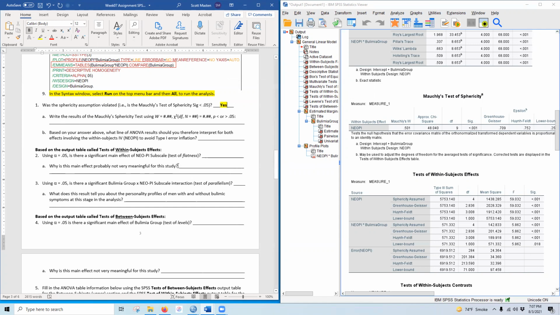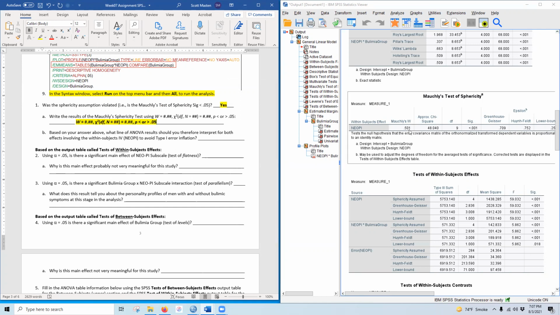So we're gonna write the results of Mauchly's test in APA format. We need that for the write-up. It's not just because I'm a meanie. So I'm gonna copy that and paste it here. And just so you guys can see it better, let me do that. So where do we get all this to fill in here?